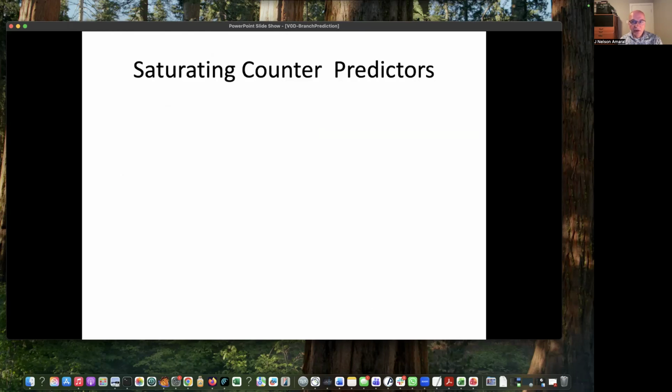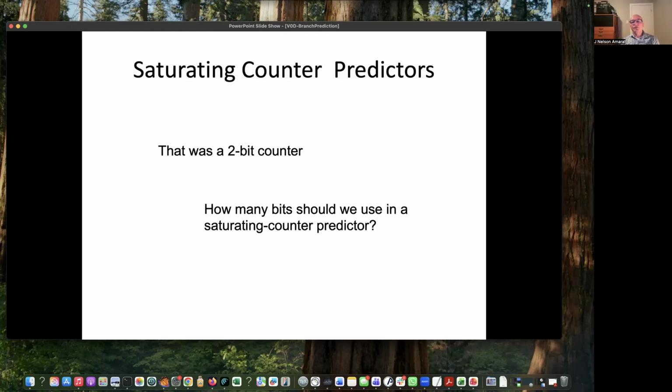So we have the saturating counter predictors. The one that we just saw was a 2-bit counter. Then the question is, should we use a 3-bit counter, a 4-bit counter, a 5-bit counter? So how many bits should we use in a saturating counter predictor?